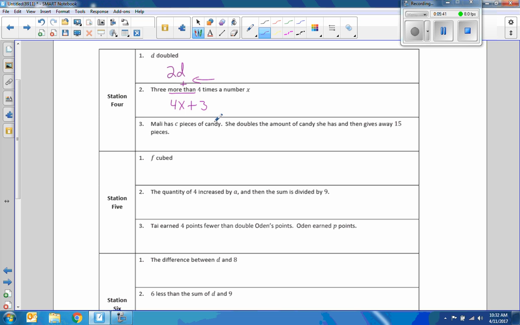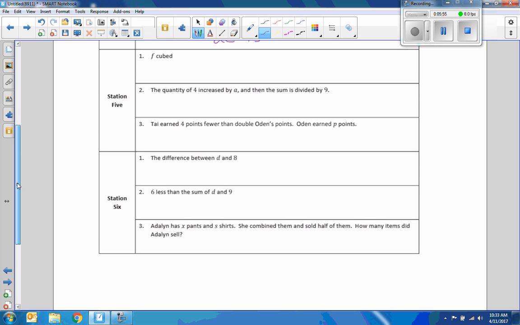Molly has C pieces of candy. She doubles the amount of candy she has and then gives away 15. Take 15 away from that doubled amount.